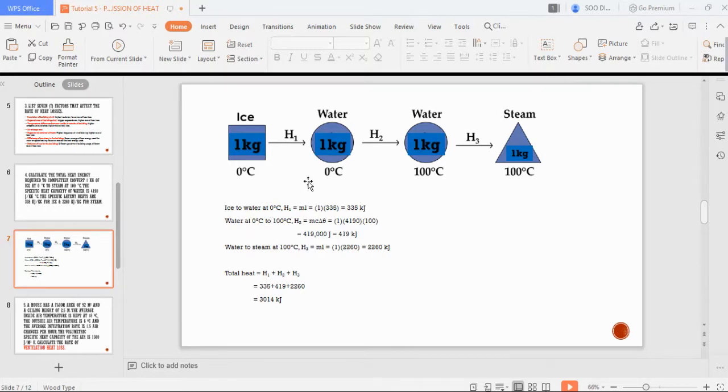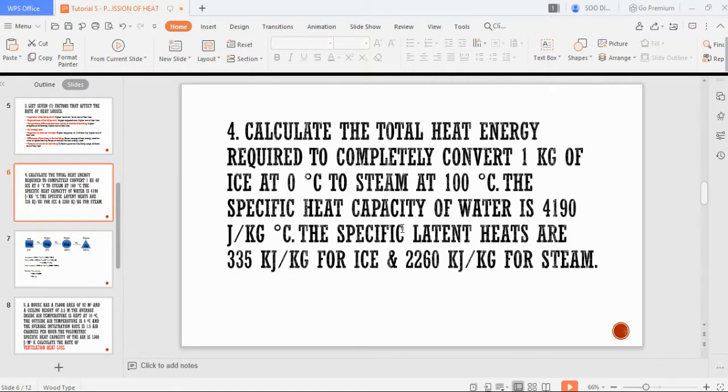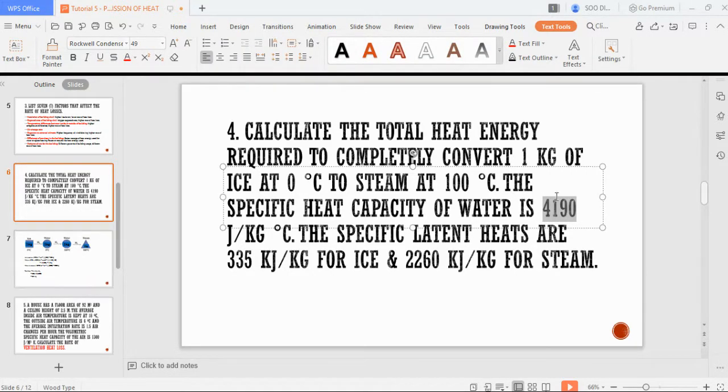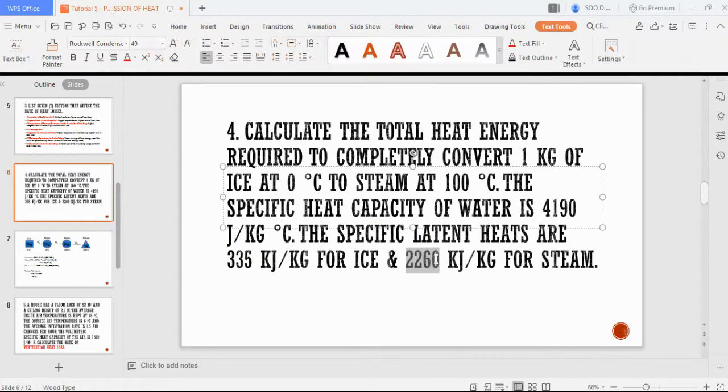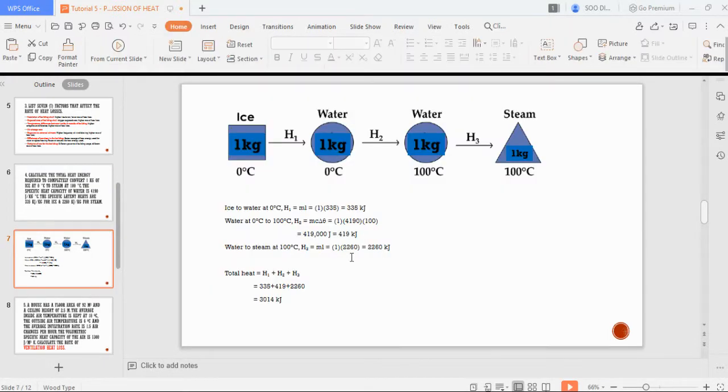For the second part, to heat this water to 100 degrees Celsius, you use this formula: the mass times the specific heat capacity, 4190 joules per kg Celsius, multiplied by the temperature difference. With that, you will get about 419 kilojoules. And then finally, to convert the water into steam, a different state of matter, you use the same formula again, ml. The mass is 1 kg, and the specific latent heat required to change water to steam is 220, as given here. So you just multiply them together and you get the energy required to change water to steam.